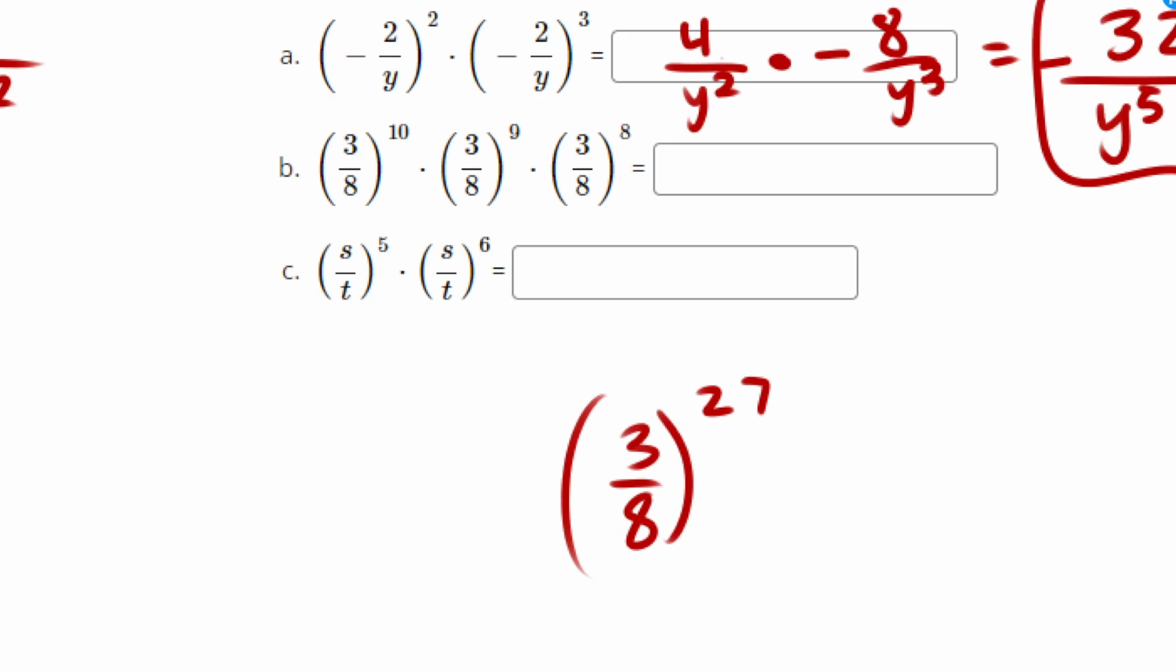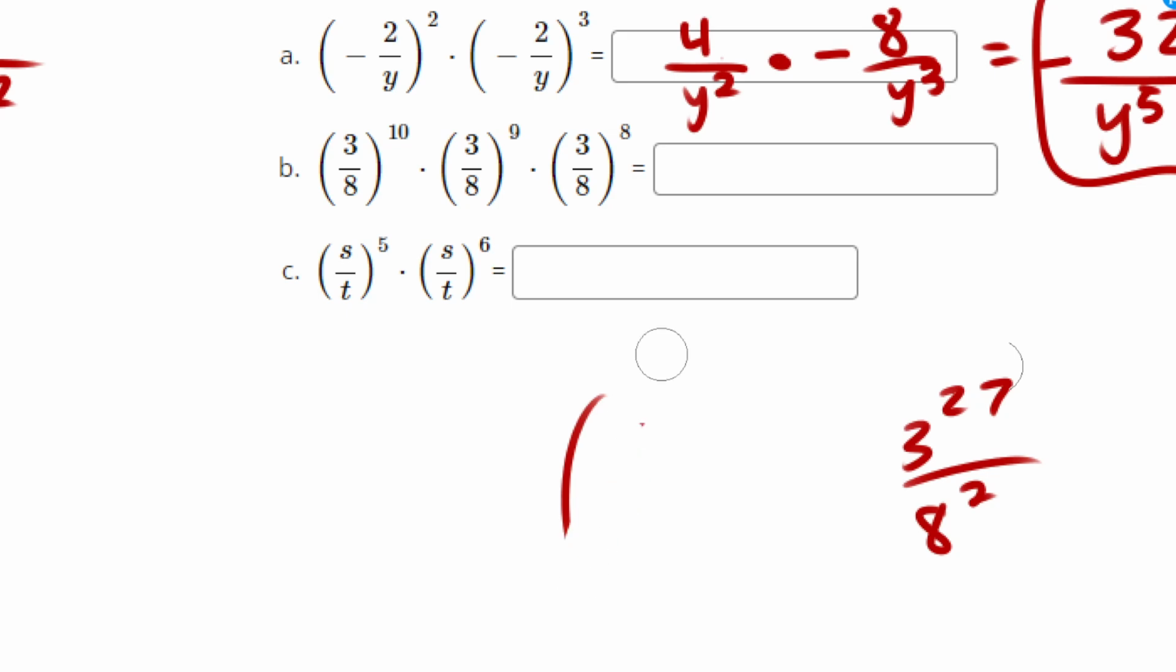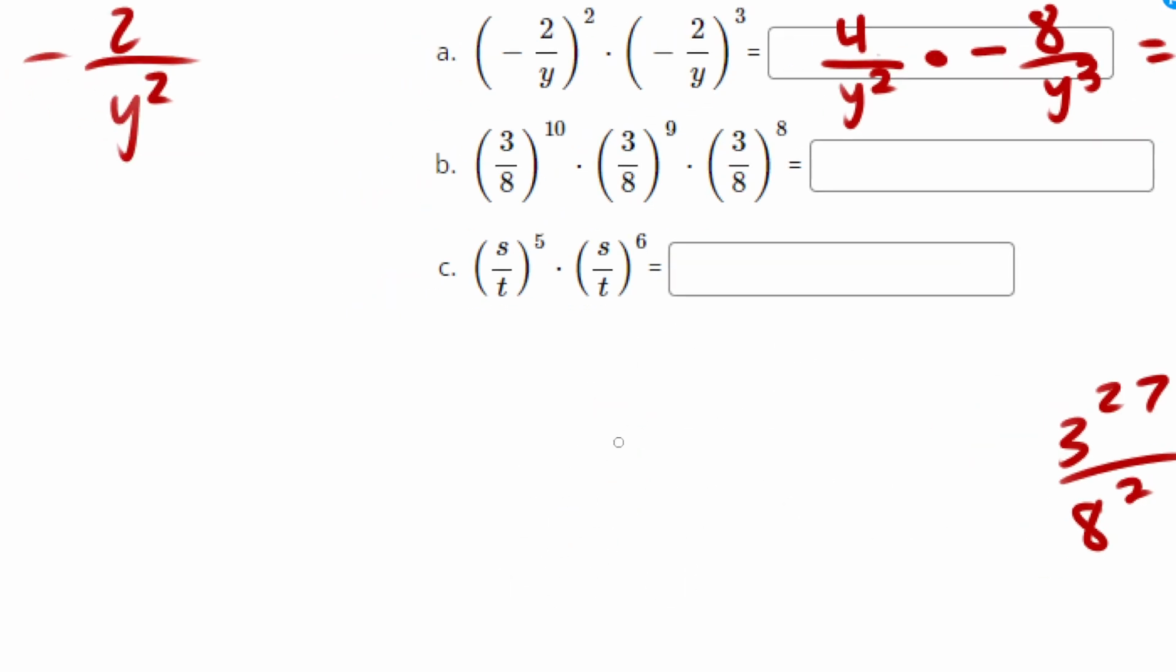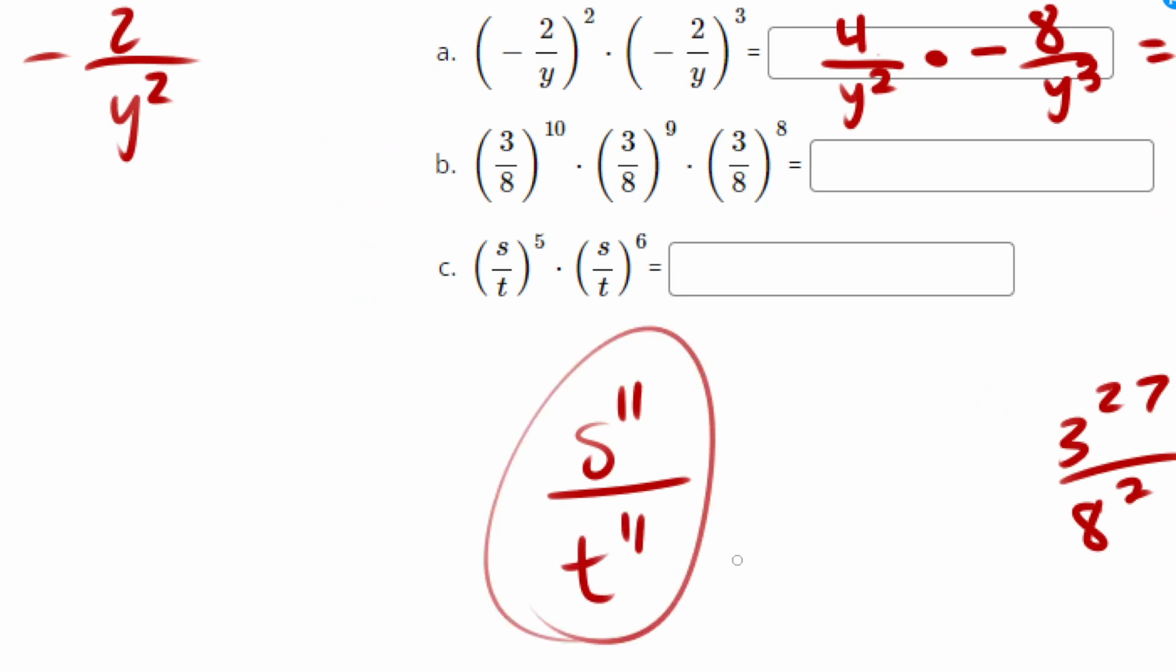Oh, whoops. Wait, why did it mark that right? Hold on. It's being goofy. Okay, fair enough. Anyway, the format that it wants would be 3 to the 27 divided by 8 to the 27. Yeah, for that answer. And then for this next one, they have the same base, so we can add them together. We'll have s to the 11 divided by t to the 11. And that would be your answer for that one.